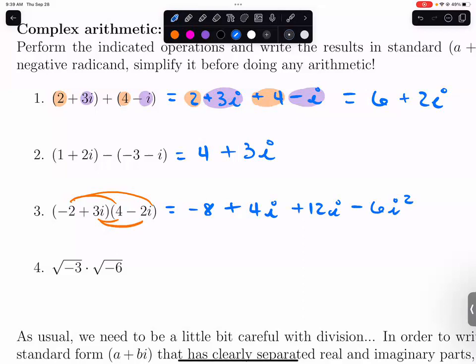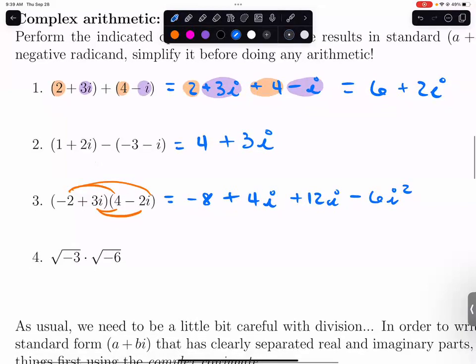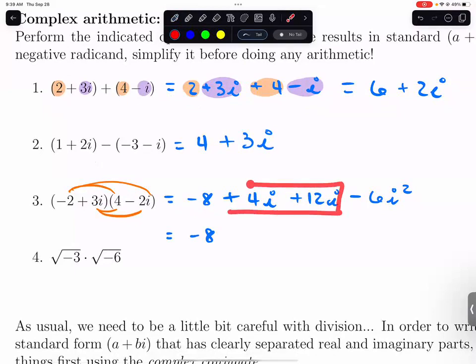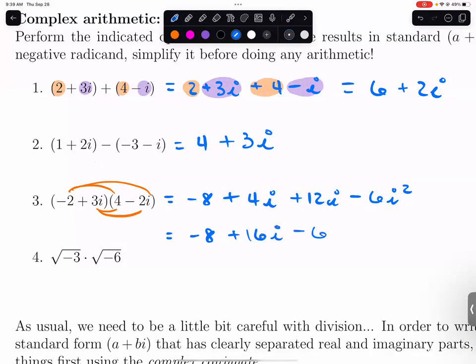Then what can we do? Combine. Combine what? 4i and 12i. So 16i. Okay. Can we do anything else? Again, that's exactly what we would have ended up with if it had been x's or t's instead of i's, right? But i is different.